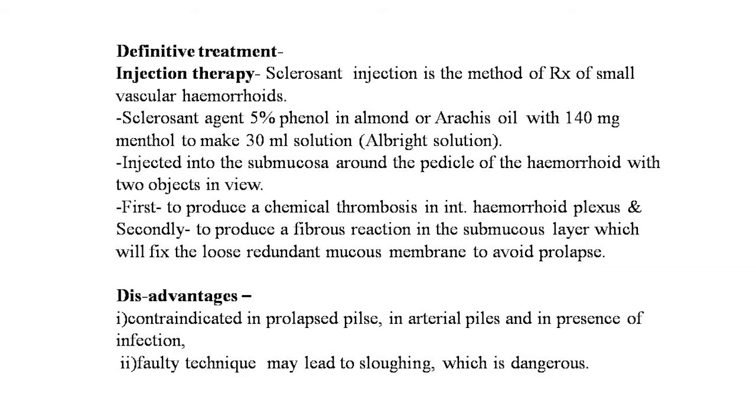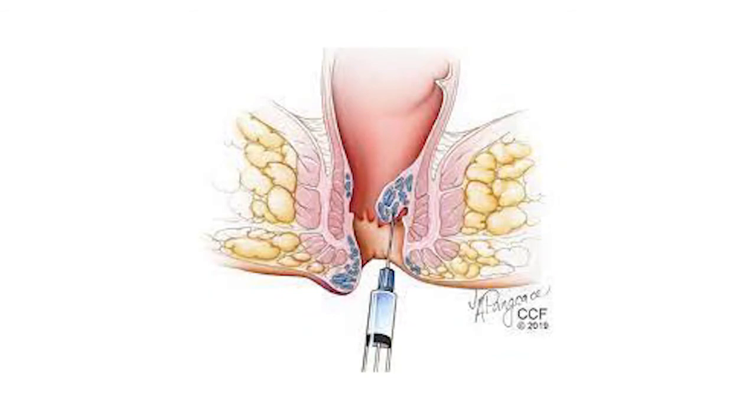Disadvantages of this injection therapy in the hemorrhoids: it is contraindicated in prolapsed piles, in arterial piles, and in the presence of infection. The second disadvantage of this injection therapy is that faulty technique may lead to sloughing, which is dangerous. This is the image of the injection therapy in the hemorrhoids.